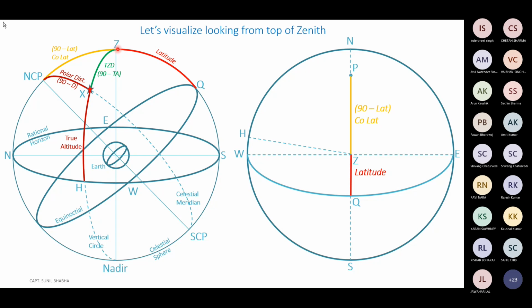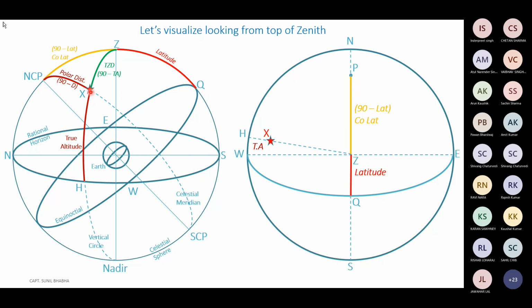Again, somewhere in between the Z and H points, you will have the celestial body, that is the star, which is represented as X here. So let's mark the celestial body also now in our rational horizon diagram. Somewhere between Z and H, we will have the celestial body shown here in the rational horizon diagram, represented by X. You can see the celestial body here. Now you can see H to X is the true altitude of the body.